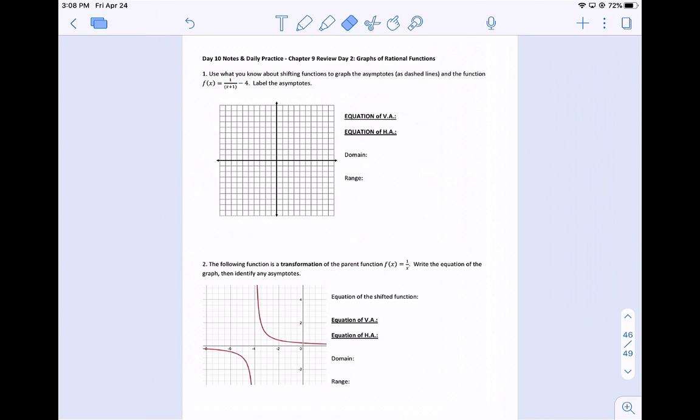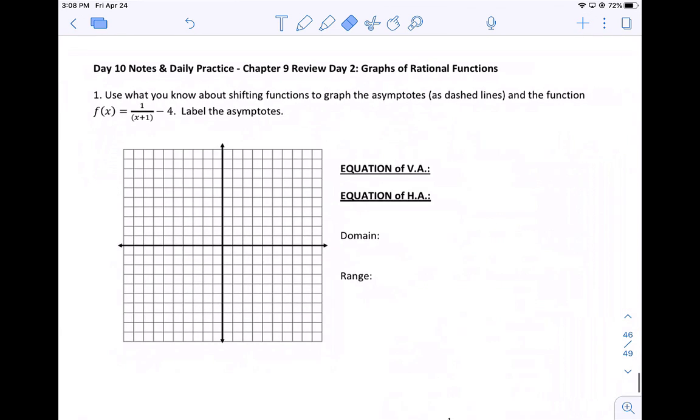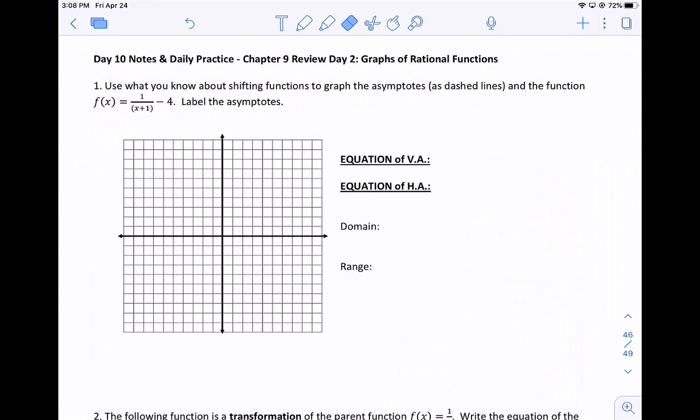Day 10, Notes and Daily Practice, is our second day of review for rational functions. Yesterday we looked at adding and subtracting, multiplying and dividing rational functions, and today we'll focus more on the graphs of rational functions. So I'm going to do a few of these with you, and then the rest you can try for practice, and then check your answers in the Day 10 Daily Practice answer key.